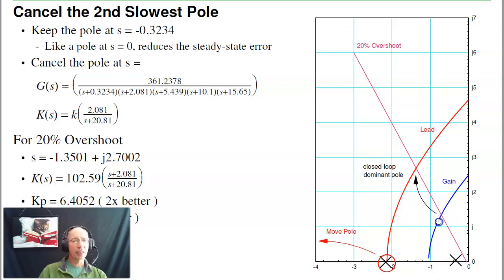And I'll have quicker settling time. The real part's gone left. And that's what you see in this case. If I cancel the slowest pole, or next slowest pole, find K of s, find the spot on the root locus where the angles add up. Once I find it, find K, and then you get the settling time.